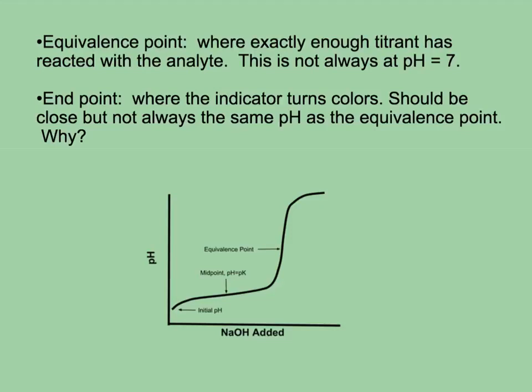Some titrations will end at a pH of 7, but some won't. So that is not always at a pH of 7. Sometimes your products are neutral, other times your products are acidic or basic. But the original reactants, the acid and the base that you're reacting together, have all been used up at the equivalence point.